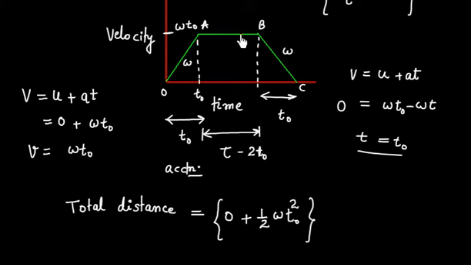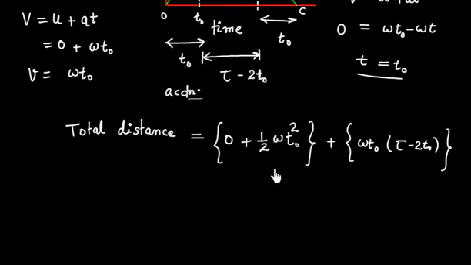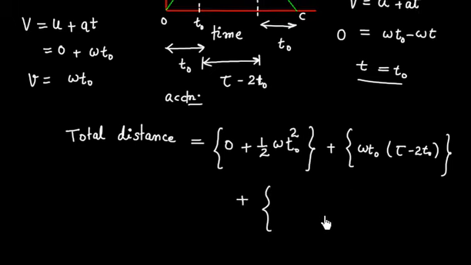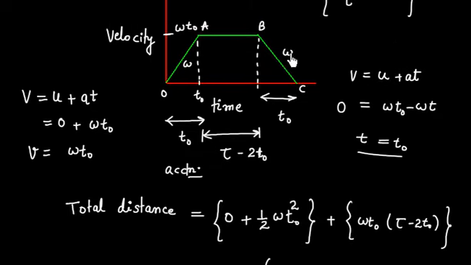What is the displacement in the next part of the journey? Now s is equal to ut plus half at square. Here u, the initial velocity, is w t naught, and the time in this journey is tau minus 2 t naught. So this is the displacement in this journey. And what is the displacement in the last part of the journey? Again, we can apply s is equal to ut plus half at square, with the initial velocity w t naught.